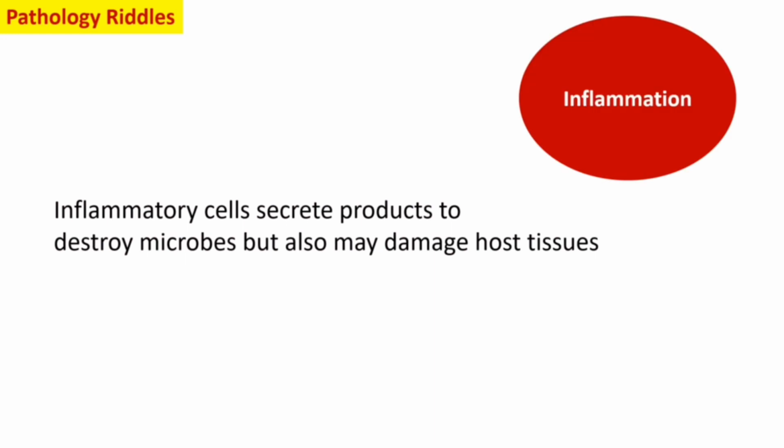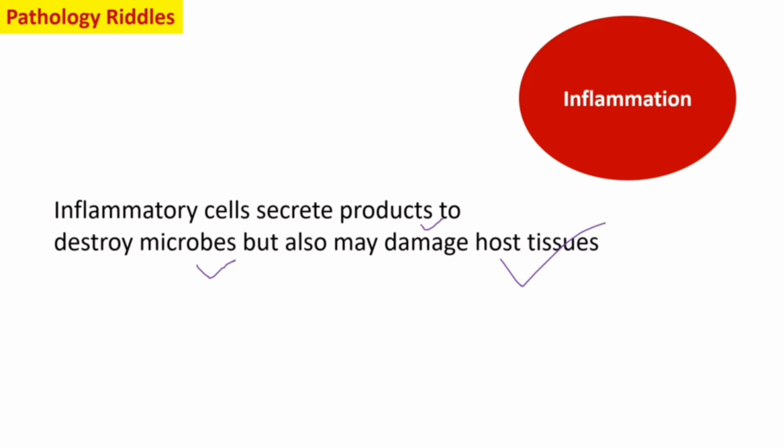And lastly, the final mechanism of cell injury is inflammation. As we already saw in ischemic reperfusion injury, the inflammatory cells can secrete products to destroy the microbes. But these products can also damage host tissue.